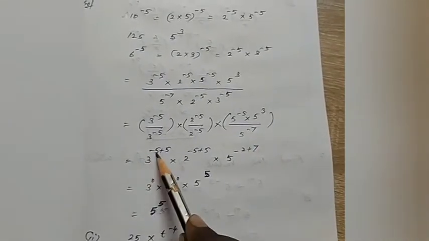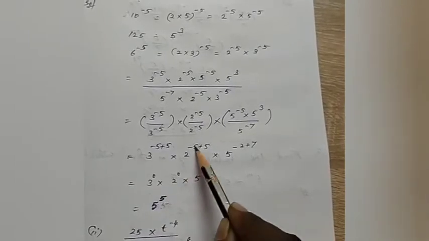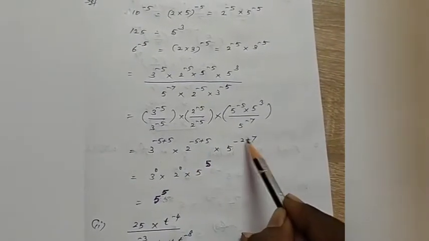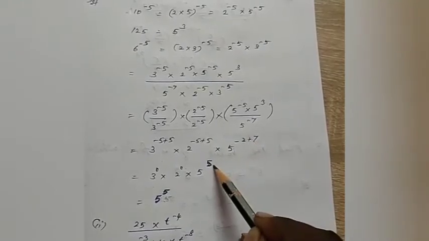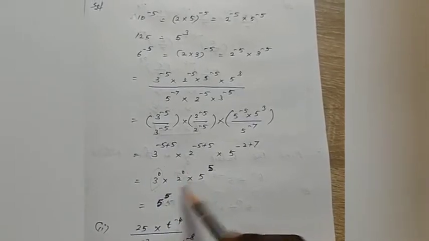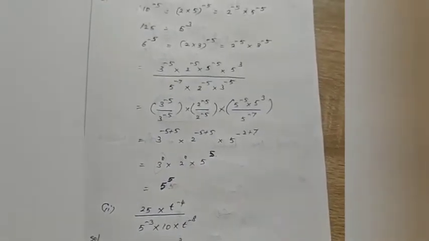So 3 power minus 5 plus 5 is 0. So 3 power 0 into 2 power minus 5 plus 5 is 0, 2 power 0 into 5 power minus 2 plus 7 is plus 5. So anything power 0 is 1. So 2 power 0 is also 1. So 1 into 5 power 5. So the answer is 5 to the power 5.